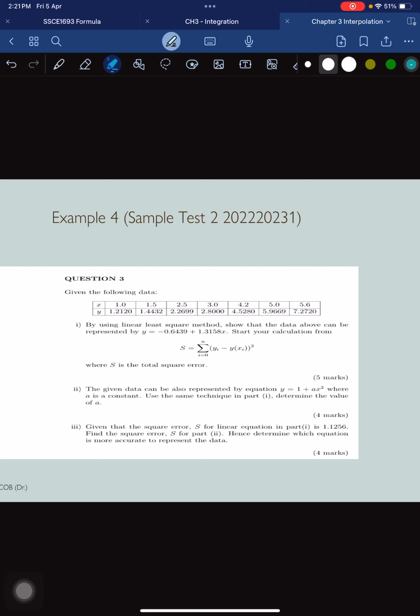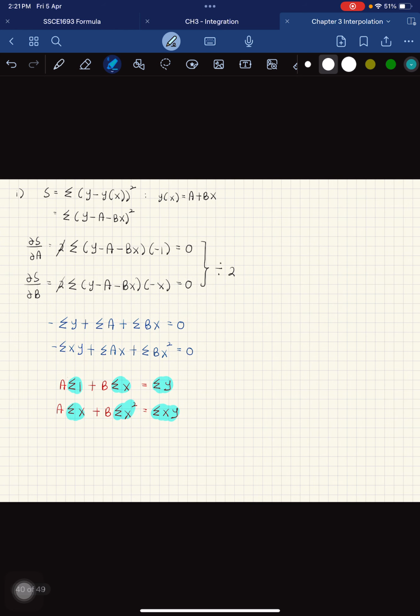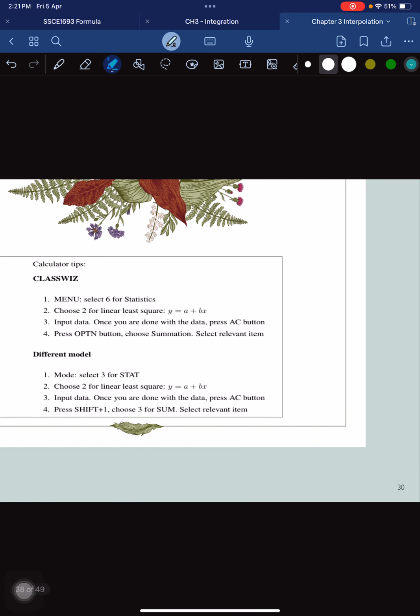So for the calculator we have 7 data, and then substitute for y: 1.212 equal, 1.4432 equal, 2.2699 equal, 2.8 equal, 4.5280 equal, 5.9669 equal, 7.2720. Okay, and then we want to find the summations, and then you continue, you press AC.